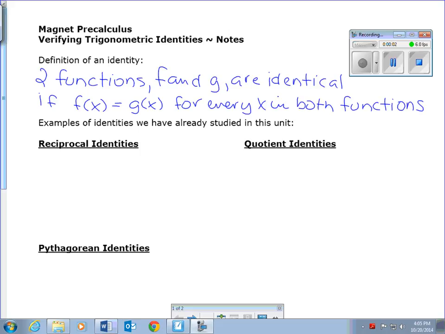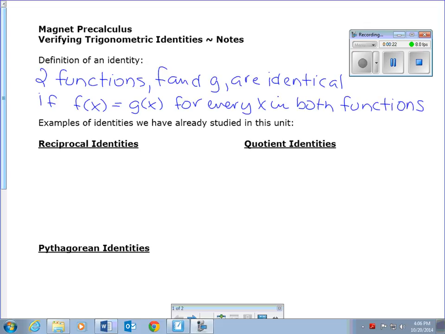All right, boys and girls, in this video, we're going to actually verify some identities. In class, we just simplified some trigonometric expressions, which is definitely the beginning of verifying identities. But in this video, we're going to actually work our way through some example problems.